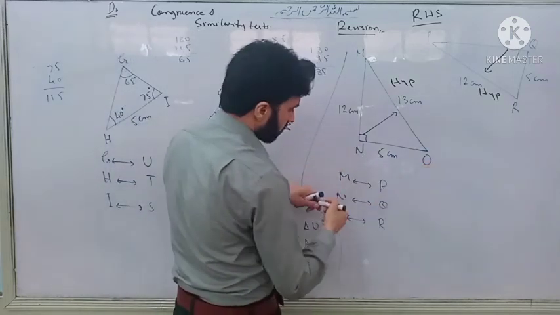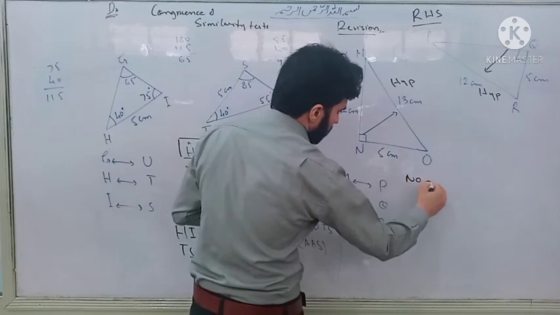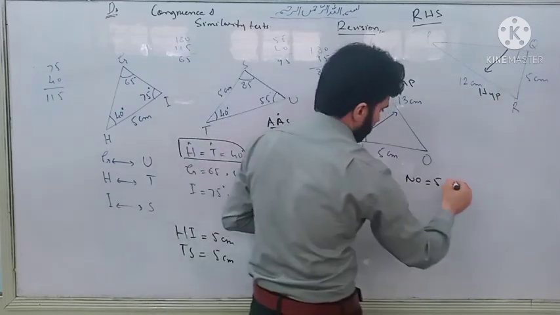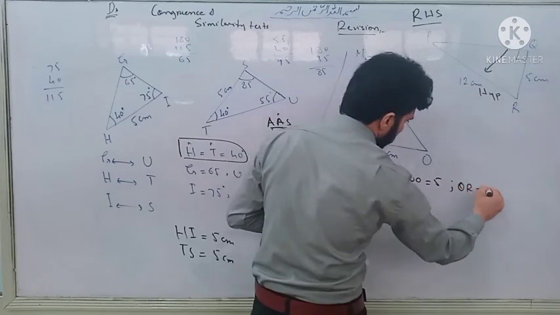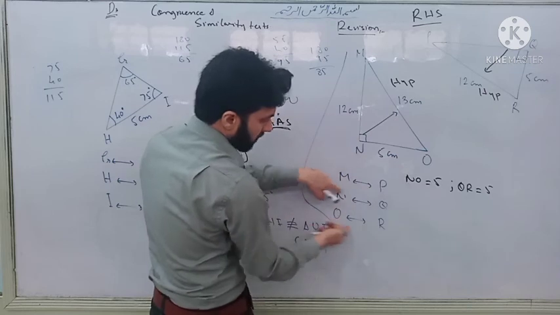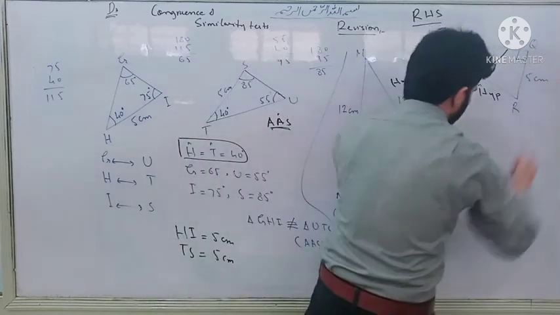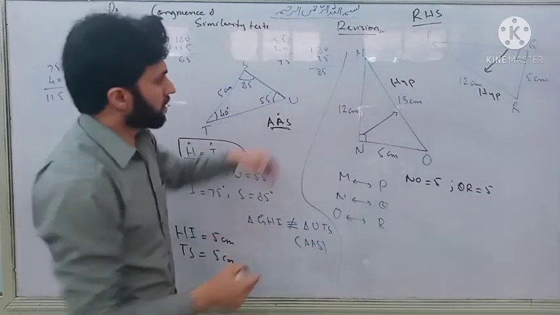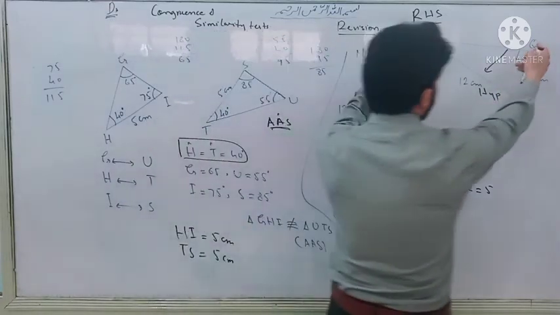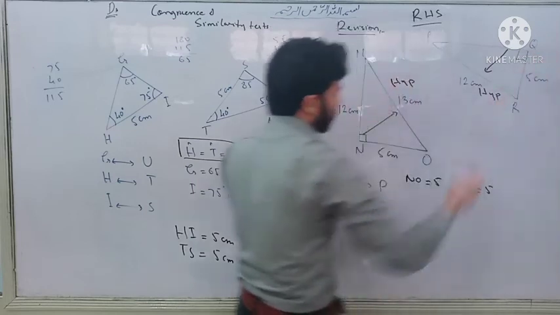And for the side, we can see whether any corresponding side is the same or not. NO is 5, and QR is also 5. Yes, QR is also 5. And MN is 12, and PQ is not given.